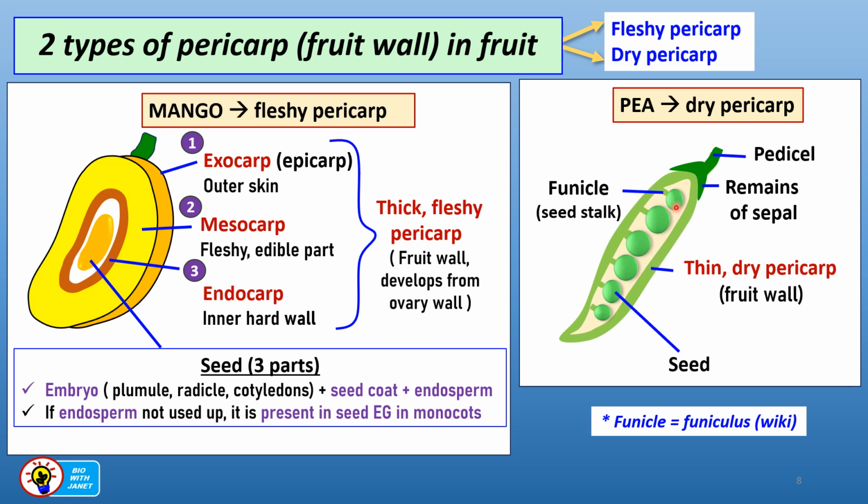Now inside, looking at the cross section, we have the seeds inside the fruit, and then there's the seed stalk called the funicle to attach the seed to the dry pericarp. A funicle is sometimes called funiculus according to Wikipedia.